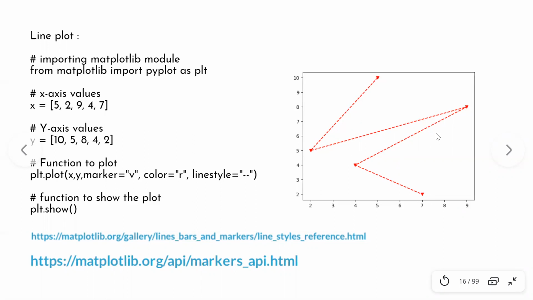All the marker points you can see. For example, the first was this 5 and 10. So 5 and 10, the first marker value, then 2 and 5 the second marker value, and so on.